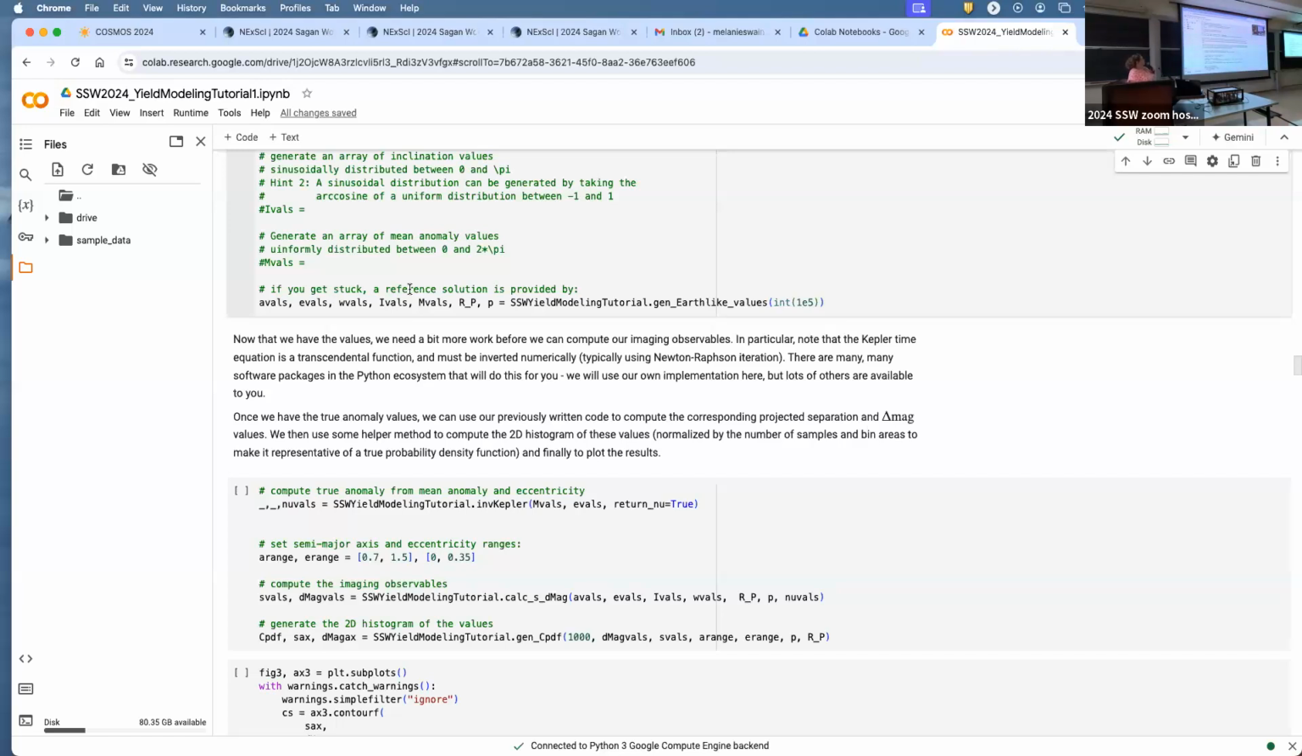And then once we have the true anomaly values, we can use the code that we previously wrote to compute the corresponding projected separation and delta magnitude. And then we are going to compute the 2D histogram of those values, which involves normalizing and paying attention to our sampling and our bin sizes to make it representative of the true probability density function. And then we will make some fun plots. But first, the true anomaly.